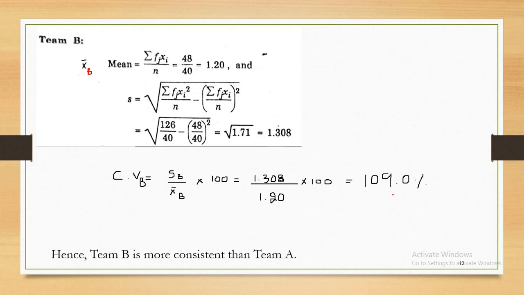As the coefficient of variation for team B is lesser than the coefficient of variation for team A, hence team B is more consistent than team A.